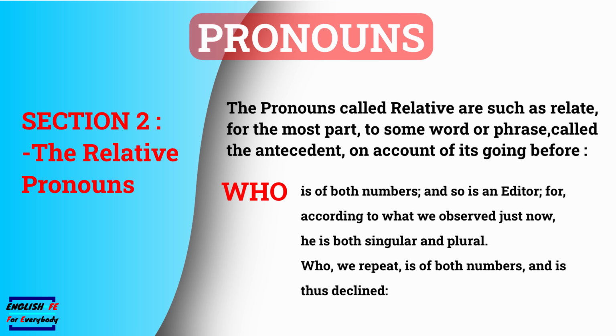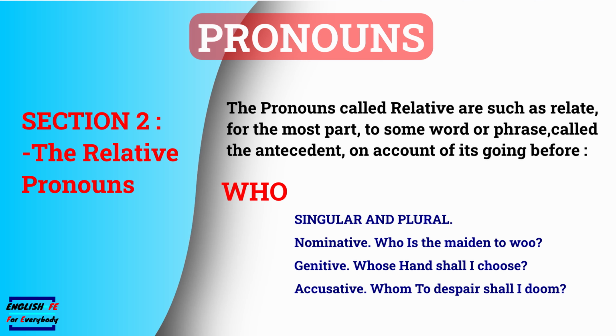Who is of both numbers, and so is an editor. For according to what we observed just now, he is both singular and plural. Who, we repeat, is of both numbers, and is thus declined: singular and plural. Nominative, who is the maiden to woo; genitive, whose hand shall I choose? Accusative, whom to despair shall I doom?